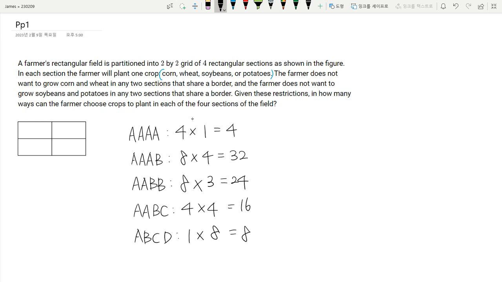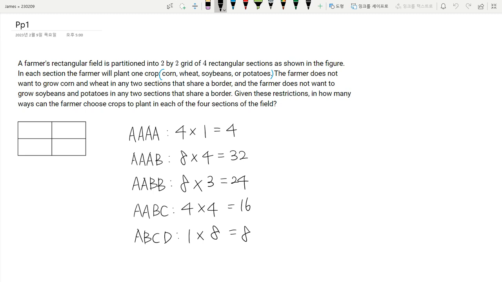Yep, so let me explain. One case is that only one plant is used to plant all the fields. For example, the crop is A, so all A's are planted on the field. Because there are 4 types of crops, the choice is 4 and the arrangement is 1. So, there are 4 cases.